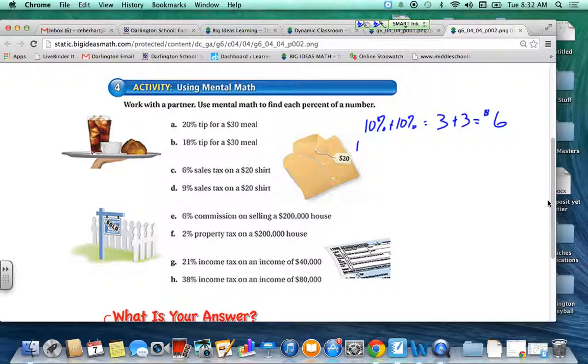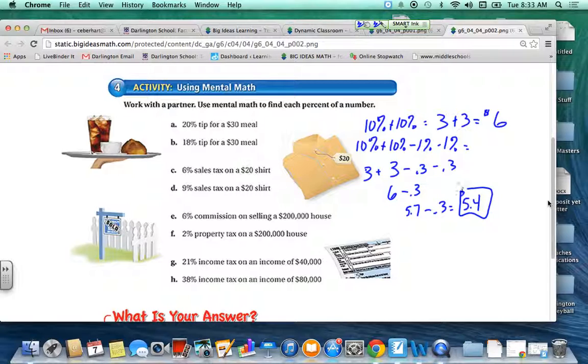18%, for me, would be 10% plus 10% minus 1% minus 1%. So 10% in this case would be 3, 3, and then 1% would be 0.3, another 0.3. These are subtracted, so let's add up. 3 plus 3 is 6. 6 minus 0.3 is 5.7, minus 0.3 again is 5.4. So we know it'd be $5.40 for that meal. All right, for the rest of these, C through H, I want you to go ahead and give those a try, and then bring those back in.